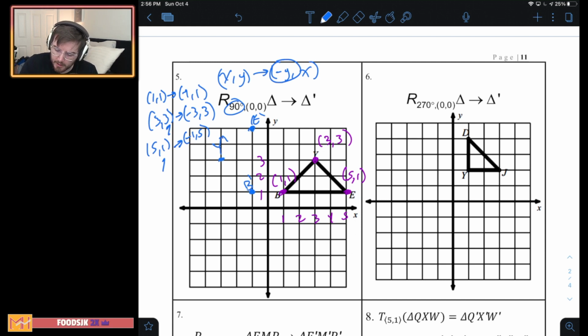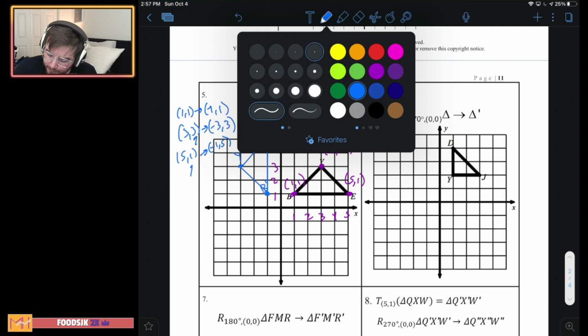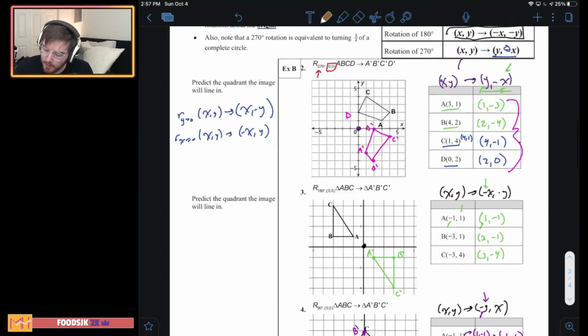I don't know why that didn't click. As long as you can follow those rules up there, I don't think it's too terribly difficult.